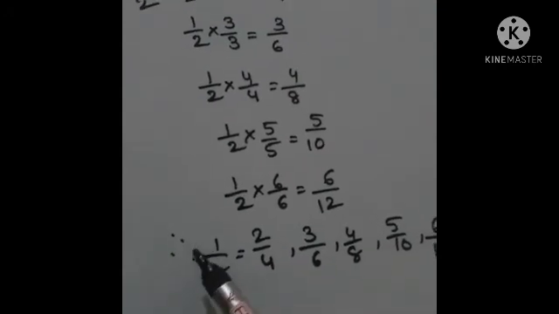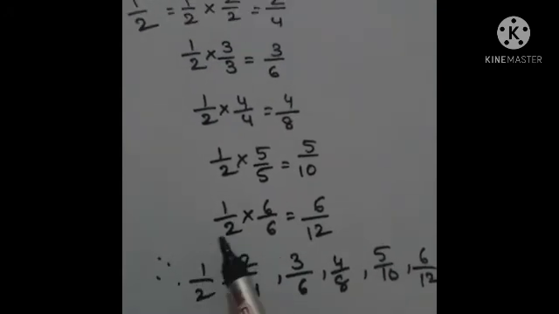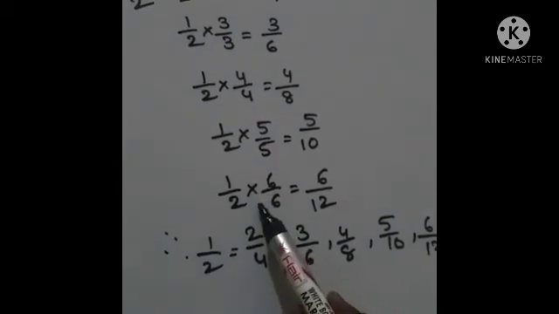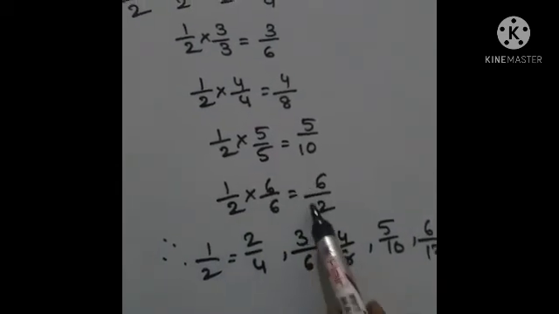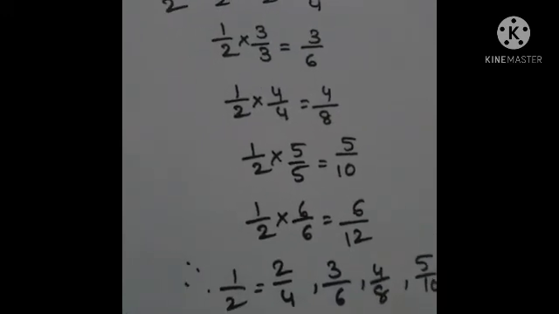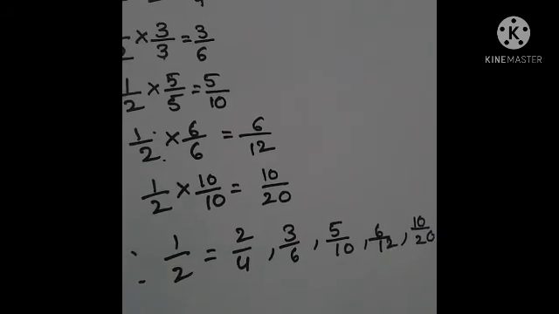Remember, Nana, when we write an equivalent fraction, we have to multiply the numerator and denominator by the same number. Then we get an equivalent fraction. Like this you have to find the equivalent fractions.